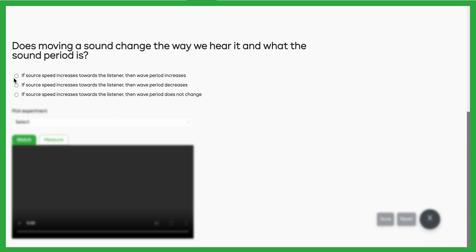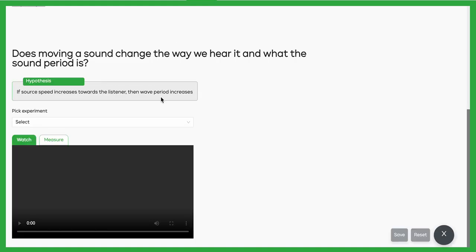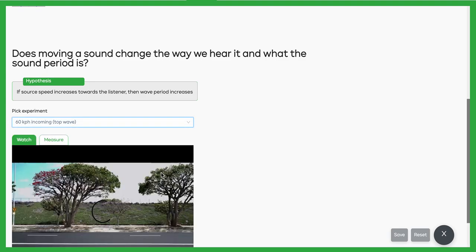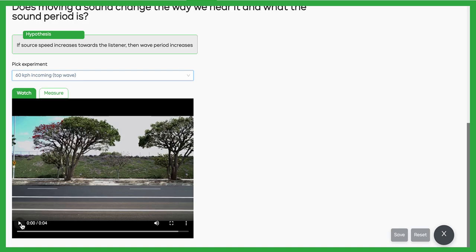The first thing is that we're going to pick or write a hypothesis we'd like to test. I'm just going to click on one randomly. And then we've got all these different things we can measure. Again, you have to measure the top and bottom, that's incoming and outgoing, and compare them. It looks like we have 5 different speeds. We have if the sound isn't moving at all, and we have the sound moving at a very fast rate. Let me just take one of these at random and show you what it looks like and what the video sounds like.